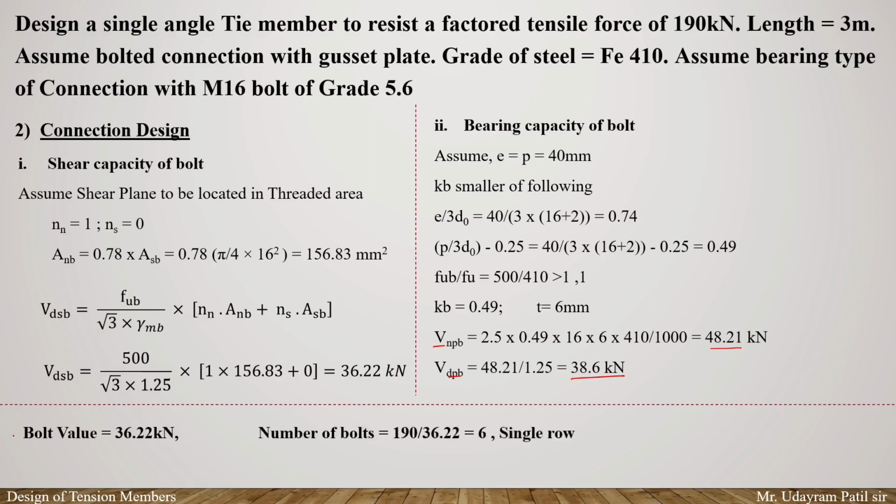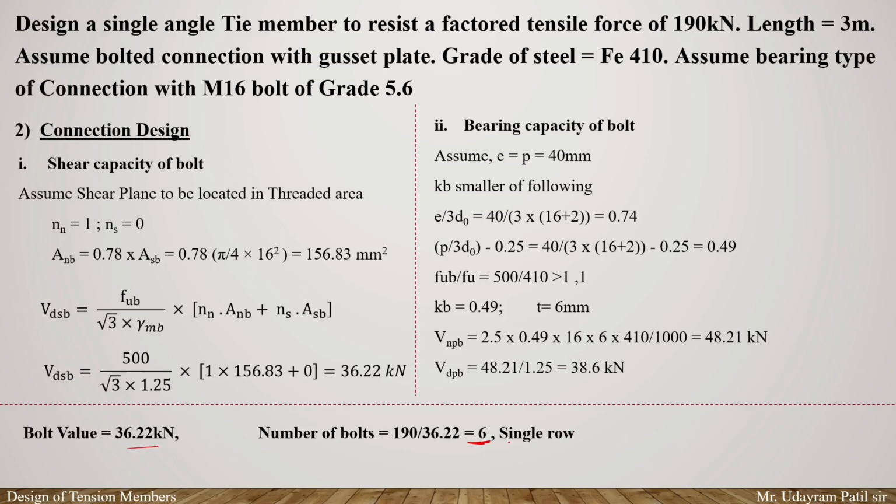So putting all of this particular value, we get the minimum of these two. ये जो आपकी शीयरिंग स्ट्रेंथ और बीयरिंग स्ट्रेंथ, इन दोनों से जो मिनिमम होगी, that will be your bolt value. So bolt value is 36.22 kilonewton. So therefore number of bolts will be equals to load divided by the bolt value. So load था 190 kilonewton, the bolt value was 36.22 kilonewton. Therefore we get the number of bolts equals to 6. So number of bolts equals to 6.